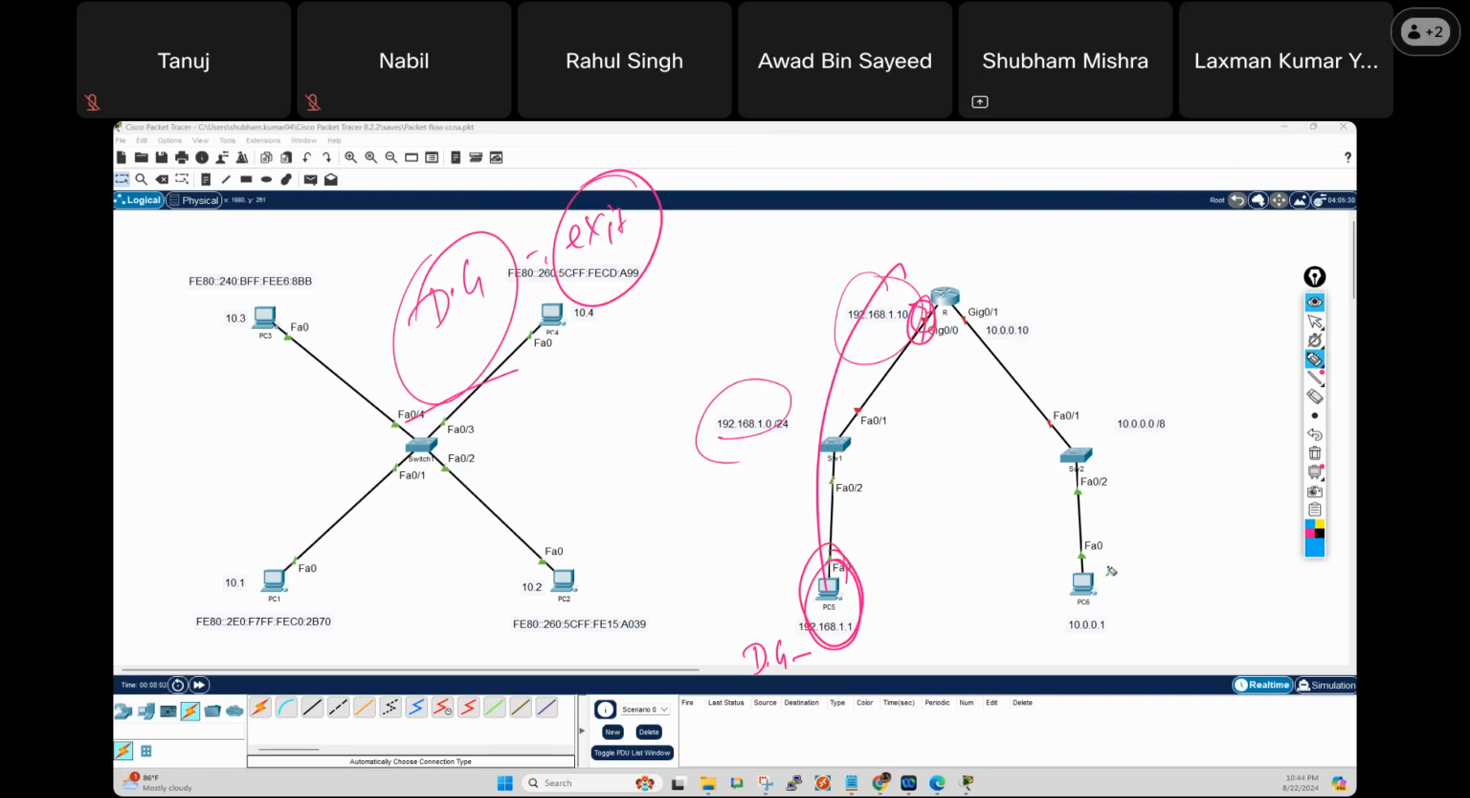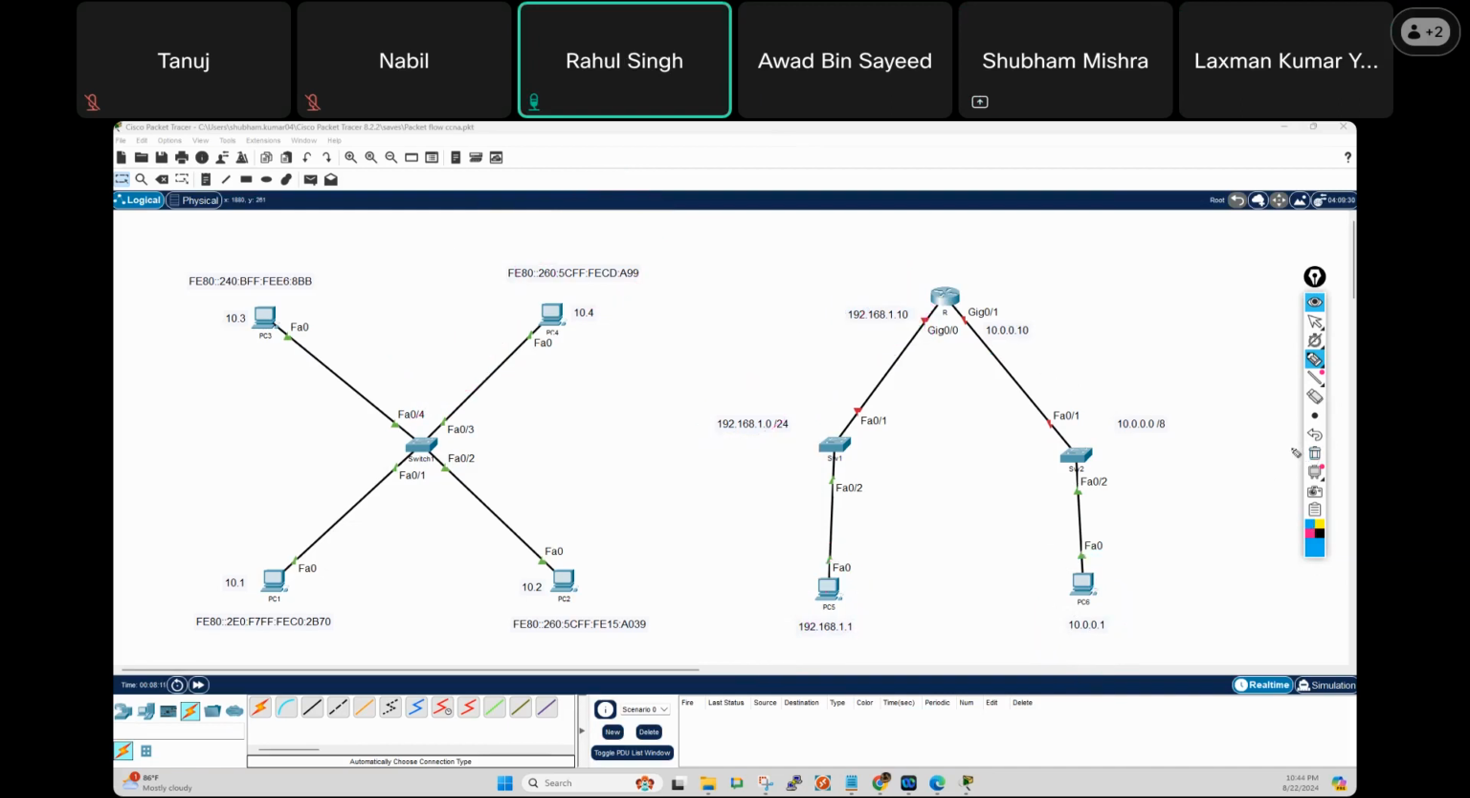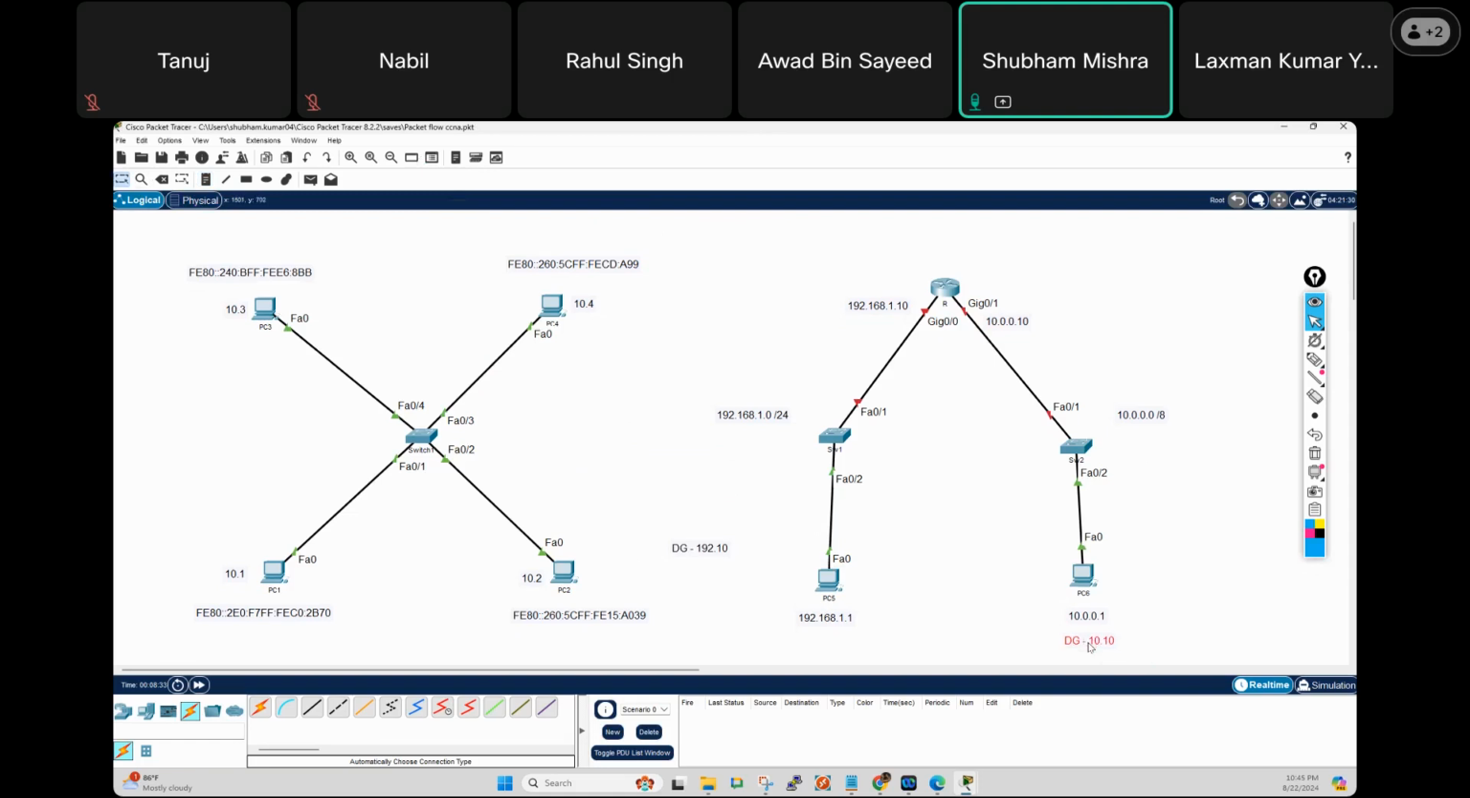Yes. Now, what is the default gateway for PC number 6? 10.0.0.10. Yes. So now configure these things. Our default gateway will be guys 192.168.1.10. I am writing 10. I hope you guys will understand right now. Then the default gateway will be guys 10.0.0.10. So this is the default gateway for this PC and this is the default gateway for this PC. Clear, everyone? Yes. Okay.